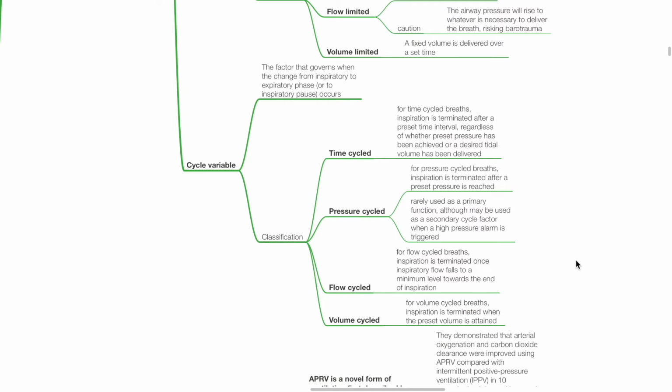For pressure-cycled breaths, inspiration is terminated after a preset pressure is reached. This is rarely used as a primary function, although it may be used as a secondary cycle factor when a high-pressure alarm is triggered. For flow-cycled breaths, inspiration is terminated once inspiratory flow falls to a minimal level towards the end of inspiration. For volume-cycled breaths, inspiration is terminated when the preset volume is attained.